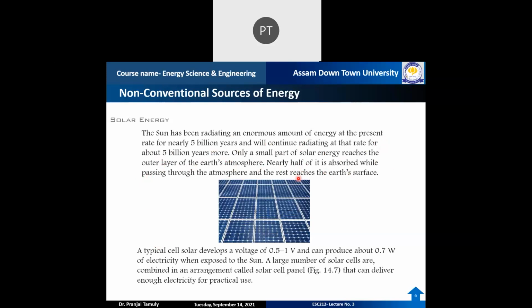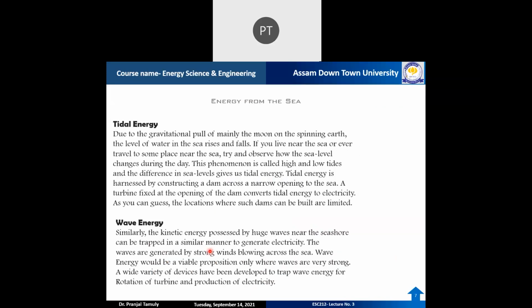How can we use this solar energy? For this, we generally use solar cells. We don't use a single solar cell, we use a bunch of solar cells. A typical solar cell develops around 0.5 to 1 volt and produces about 0.7 watt of electricity. So when we combine a large number of solar cells in series, we can produce a large amount of electricity and use it in practical applications.